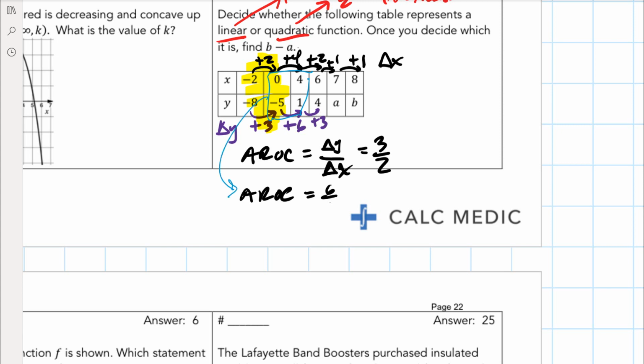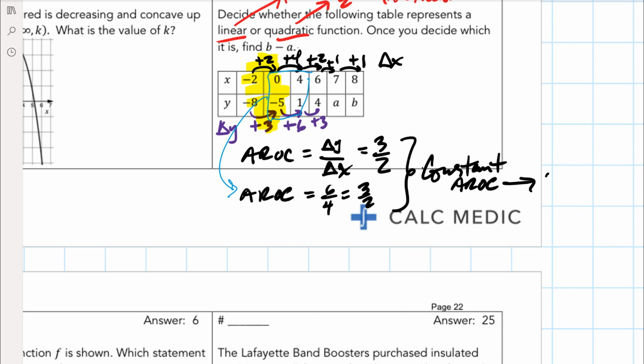Okay, so that's a change of 6 divided by a change of 4. So 6 divided by 4, and guess what? That's 3/2 too, and it's constant. And since the average rate of change is constant, guess what? It is linear.